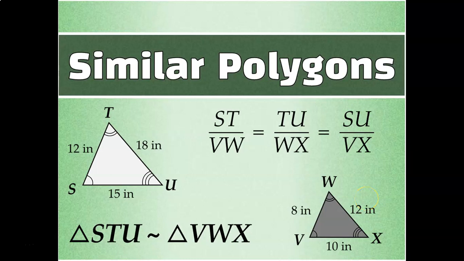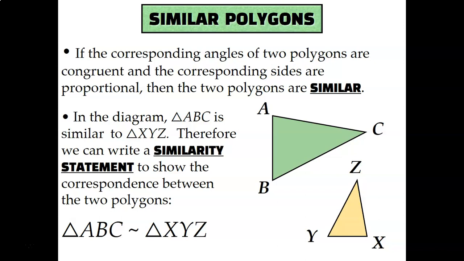Let's talk about what it means for two polygons to be similar. We learned in first semester that congruent polygons have all pairs of corresponding angles congruent and all pairs of corresponding sides also congruent. And what we're learning today about similar polygons is similar, no pun intended, but instead of the sides being congruent to each other, the sides will be proportional.